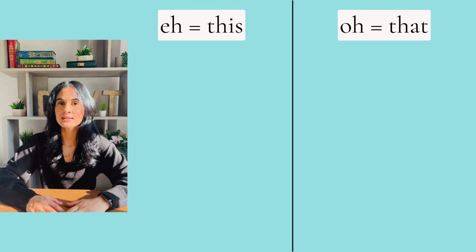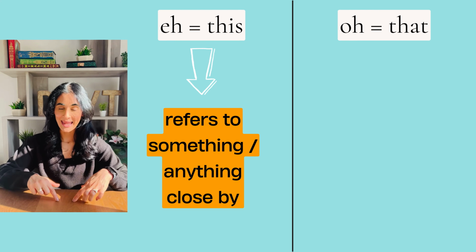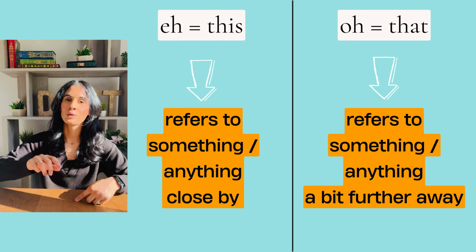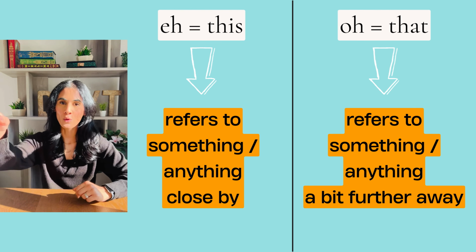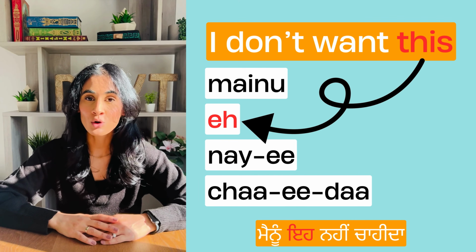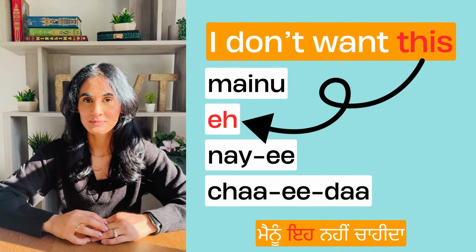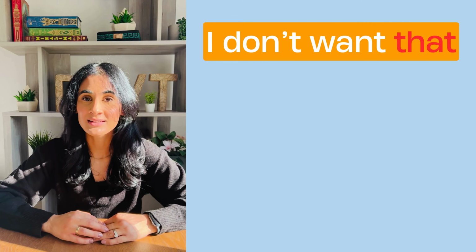So if you're referring to something that's close to you, you would say A. And if you're referring to something that's a little bit further away, you would say O. So A, O. I don't want this. Mainu ਇਹ ਨਹੀਂ ਚਾਹੀਦਾ. Which brings us to the second phrase, I don't want that.